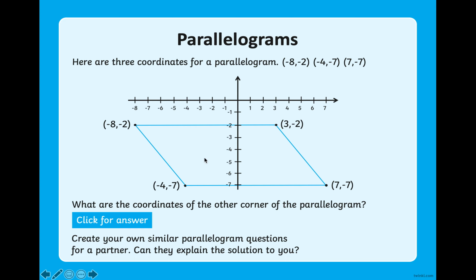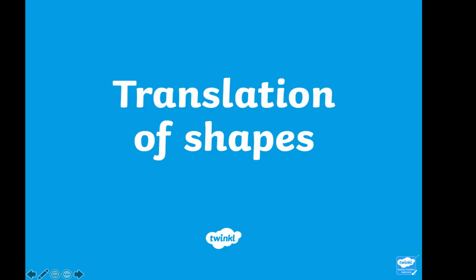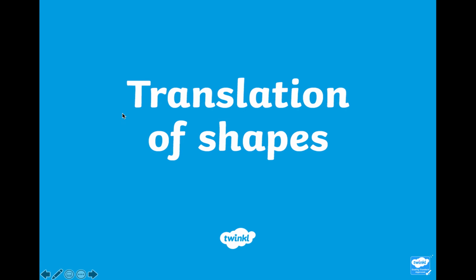These two sides are parallel, meaning they will never meet even if you extend them forever. These two sides are the same. And imagine if you have this point right here, and the line will shift to here. If you extend that, at some point it will actually meet with this other line, so it won't be a parallelogram anymore. Okay, so let's move on to translation of shapes.